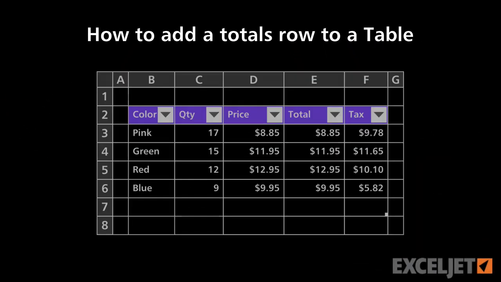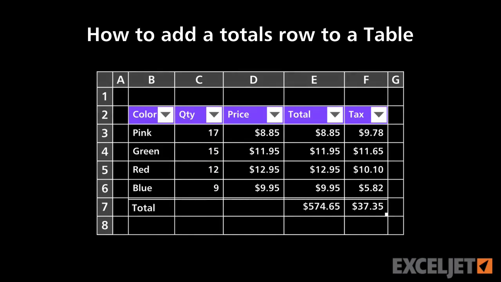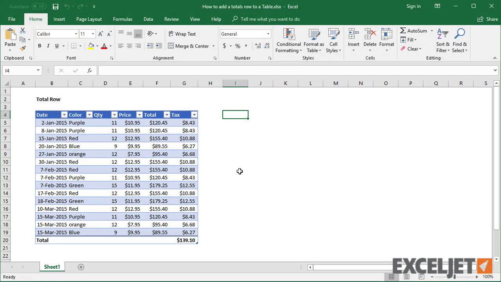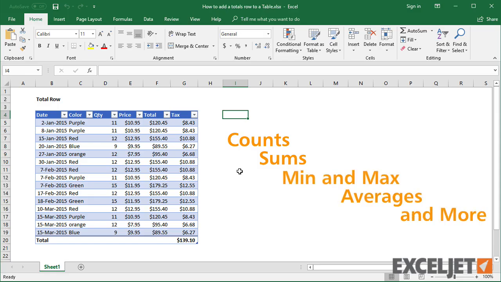In this video, we'll look at how to add and configure a total row to an Excel table. All Excel tables come with a built-in total row feature. The total row allows you to easily show summary calculations below a table. You can use this total row to calculate counts, sums, min and max, averages, and more.